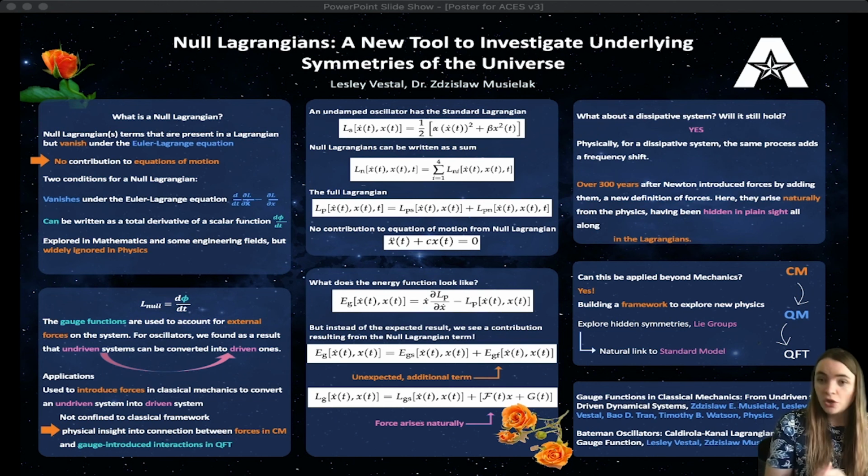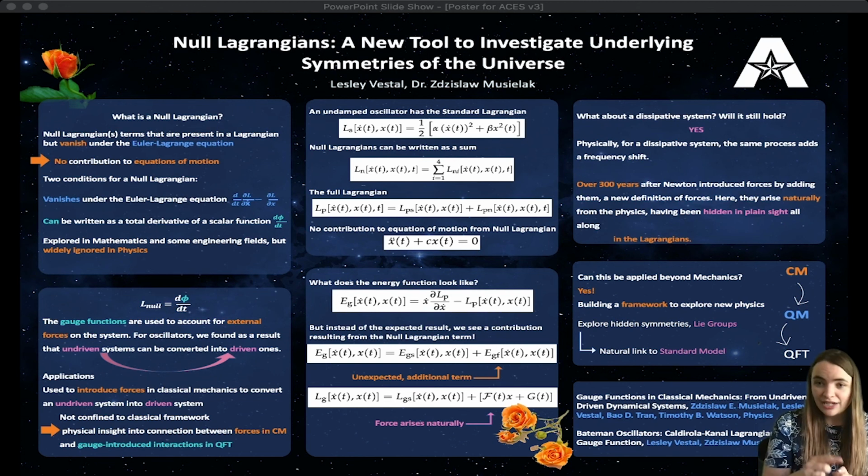So then we asked, will this still work if the system's losing energy? So a dissipative system. And then our second paper, as I've cited, shows that yes, it does still hold. And this introduces a frequency shift. So that means that we can use this even if we're losing energy. And we're still showing a new way to introduce forces to the system. So this is something so interesting and a new way to look at physical phenomena by using Null Lagrangians, which have been hiding in plain sight for hundreds of years.